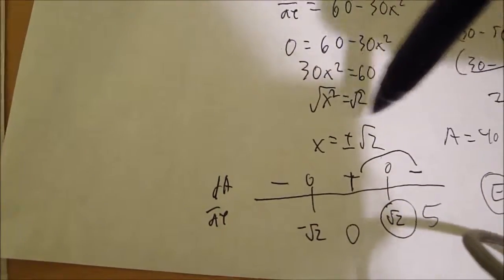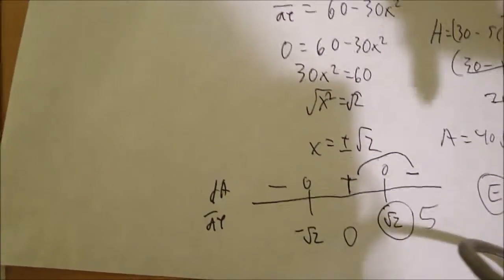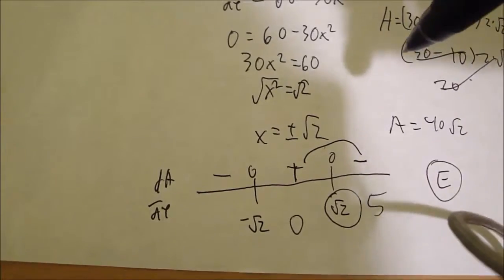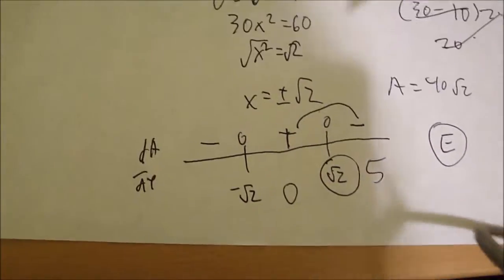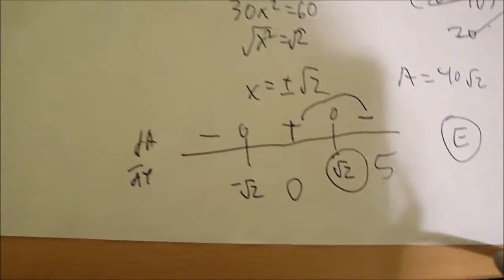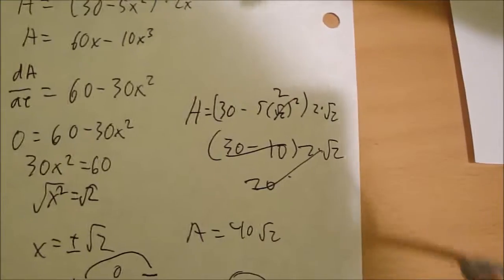And when you plug in something less than negative square root of 2, like negative 5, it's also going to be negative. So then the max is going to be at the critical point where it changes from positive to negative, and that's at square root of 2. So you know the max area is going to occur when x equals square root of 2. So then you just plug that back into the area formula.